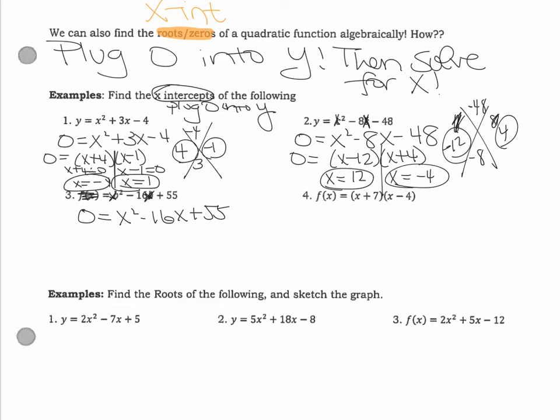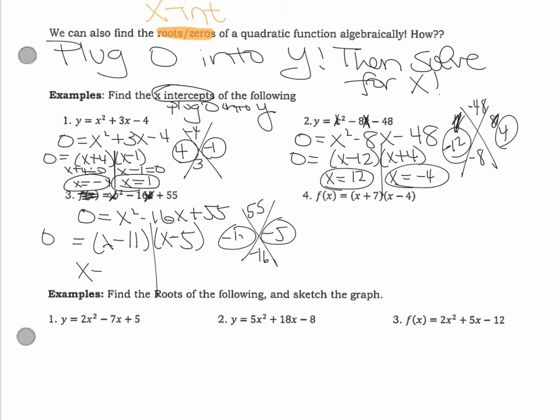Remember, in order to factor, what has to be true about your equation? It has to equal 0, which it does. Can I factor this? Yes. 55, -16. Factors of 55 that make -16: -11 and -5. So I'm not done. Over here, x equals 11, and over here, x equals 5.